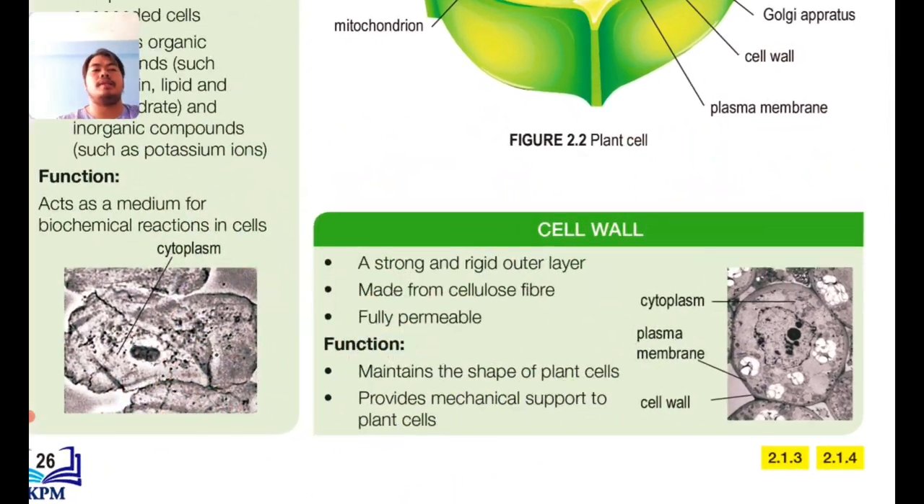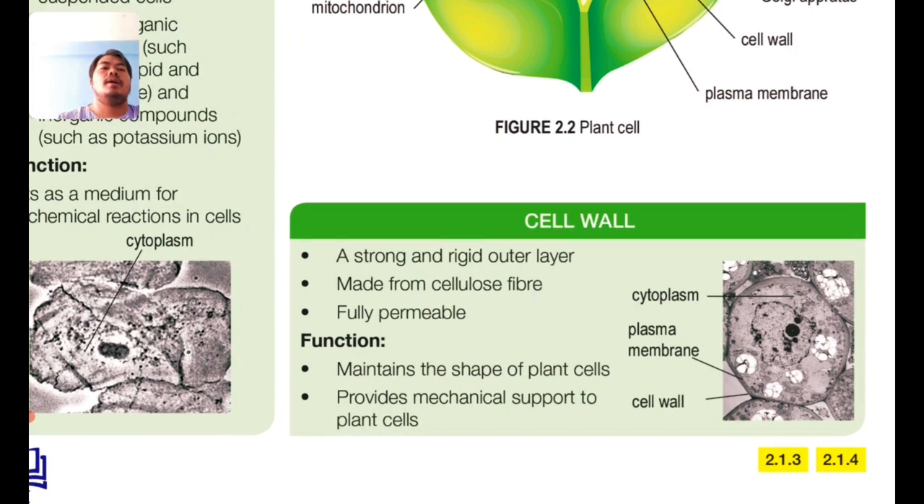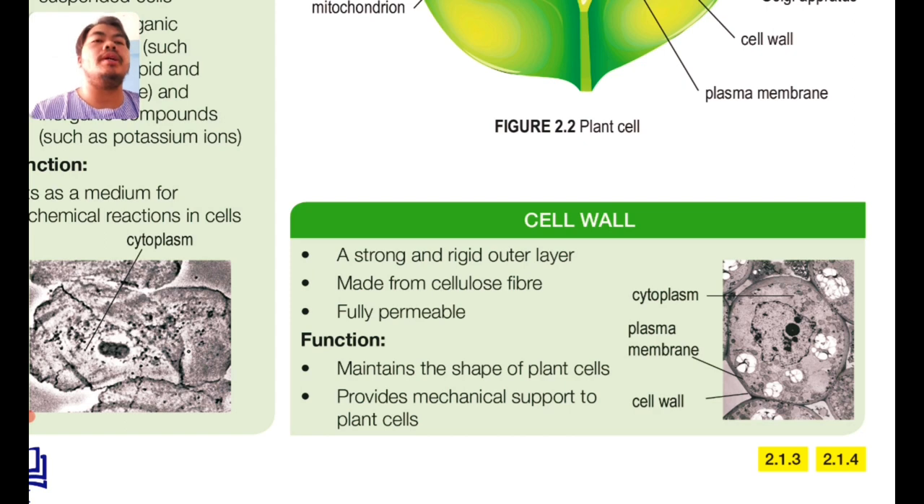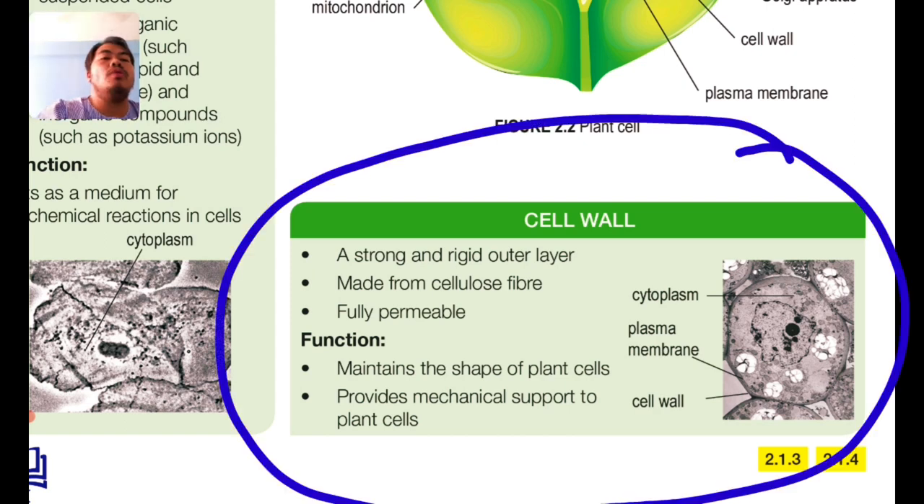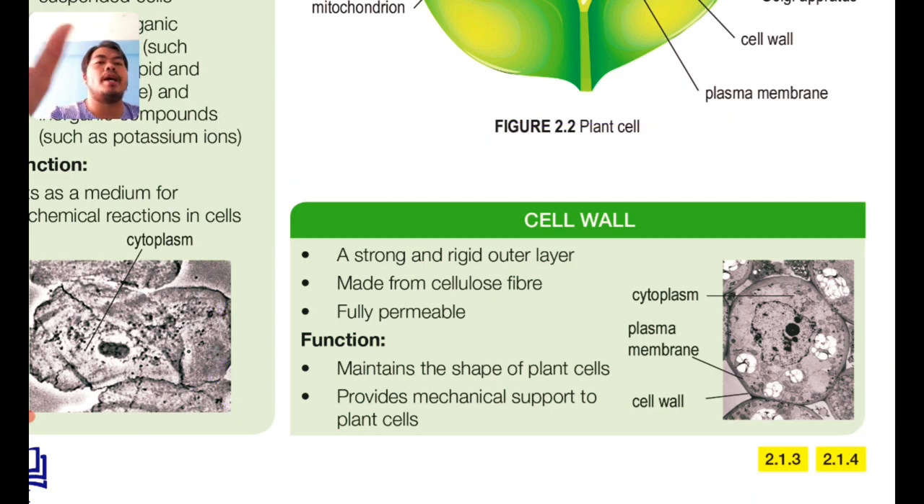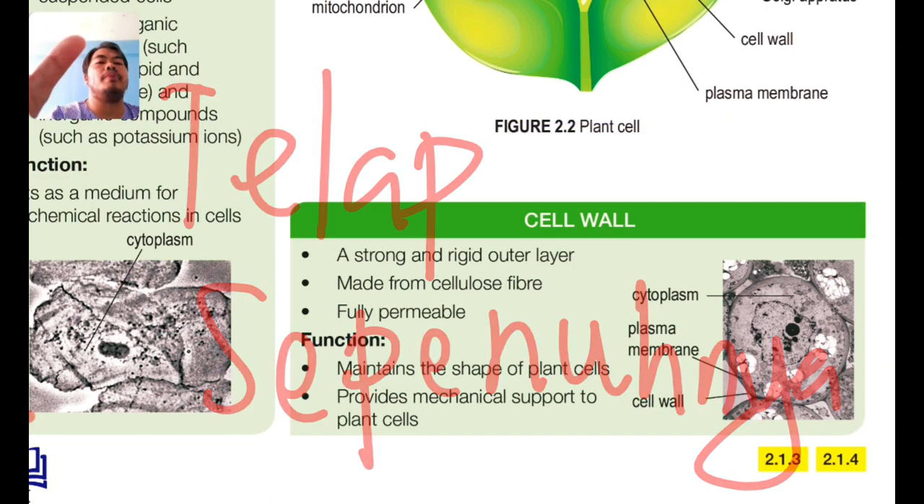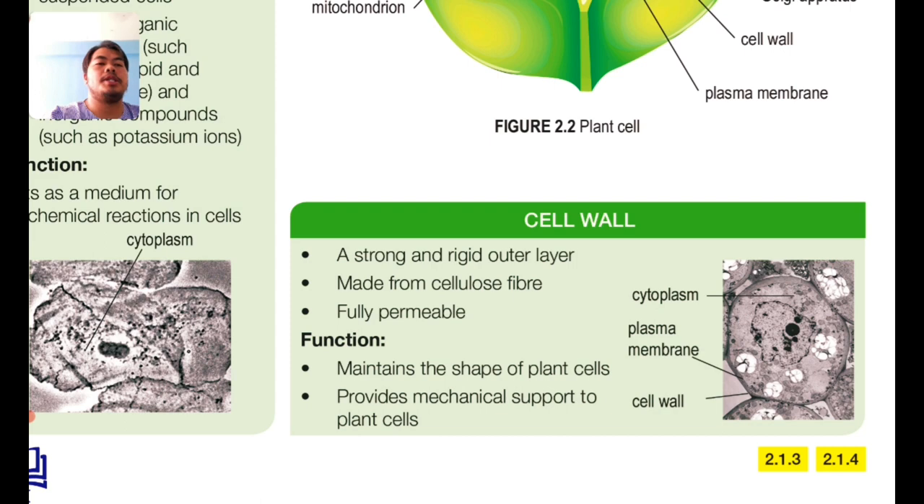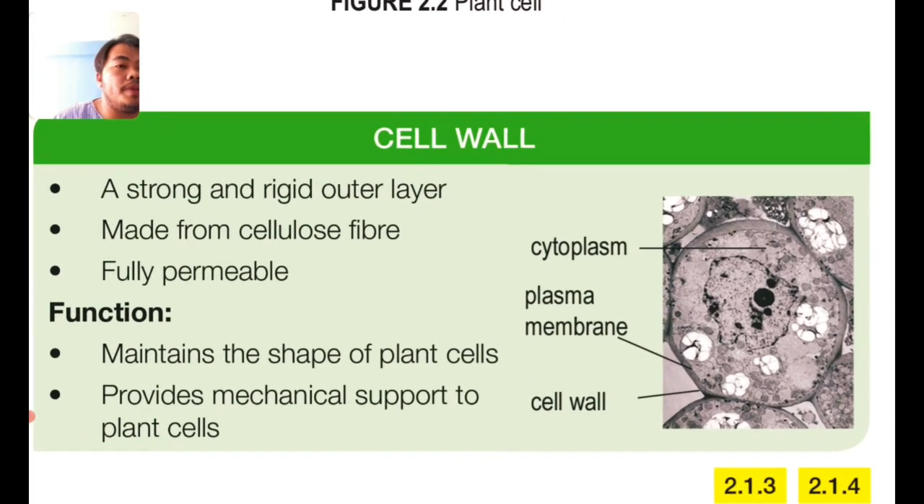And then the cell wall. This is similar to the plasma membrane, but the cell wall allows everything to enter, not like the partially permeable plasma membrane, which allows only certain things to go in and out of the cells. The cell wall is a strong and rigid outer layer made from cellulose fiber, and it is fully permeable. Different from the plasma membrane, the cell wall is fully permeable. It functions to maintain the fixed shape of the plant cells and provides mechanical support to the plant cells. Here we have the picture of the cell wall.